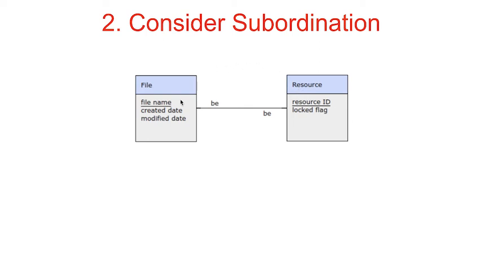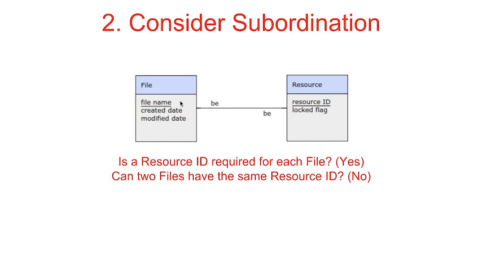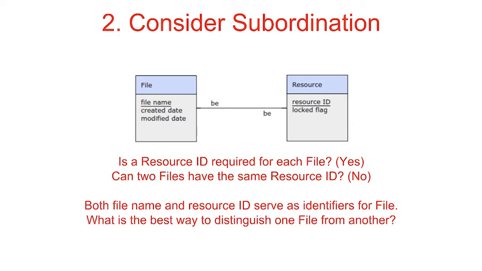We can test this by asking, is a resource ID required for each file? And can 2 files have the same resource ID? If they answered yes and no, then we can see that resource ID can act as an identifier for file. So we will want the users to choose which identifier is best for file. We can ask, both file name and resource ID are able to serve as identifiers for file. What is the best way to distinguish one file from another?